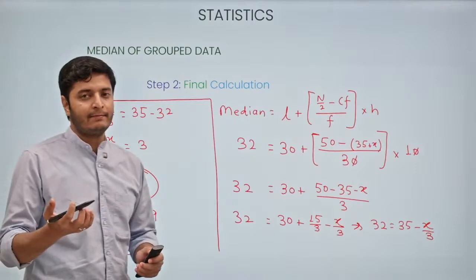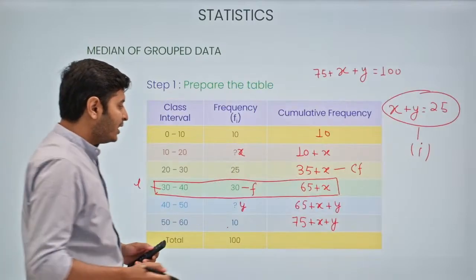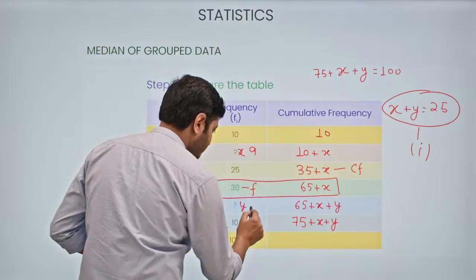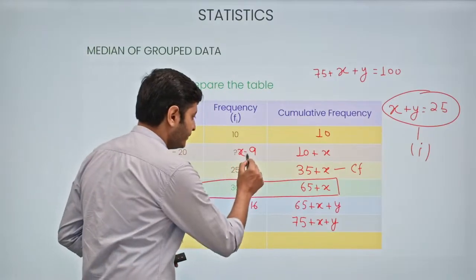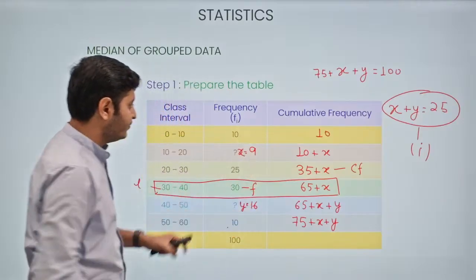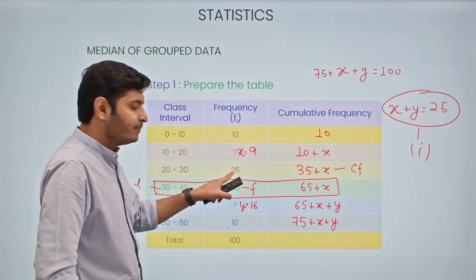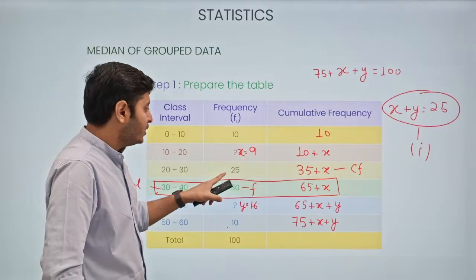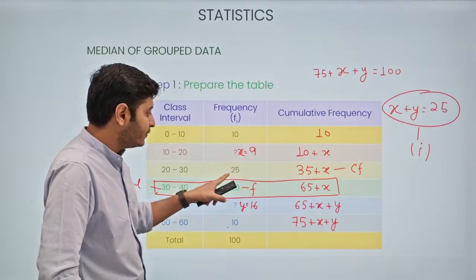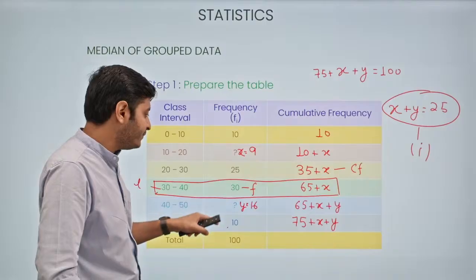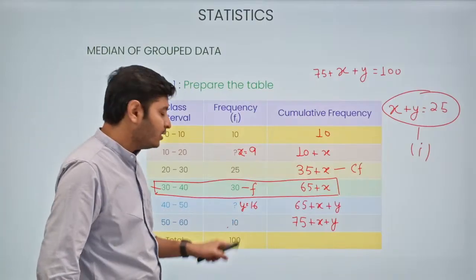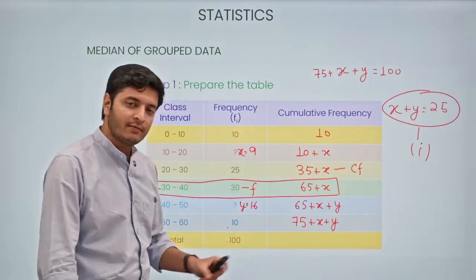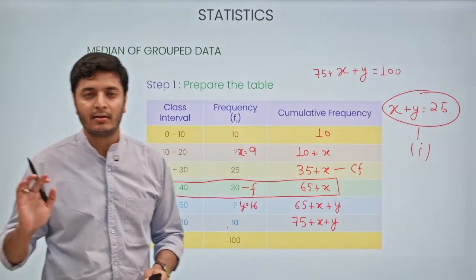How to verify if we are getting the correct answer or not? I'm gonna put the values here, x as 9 and y as 16, and I'm gonna see the sum. 10 plus 9, 19 plus 25, that will be 44 plus 30, 74 plus 16, 90 plus 10, 100. So this is matching with the total now. So it means we are getting the correct answer.